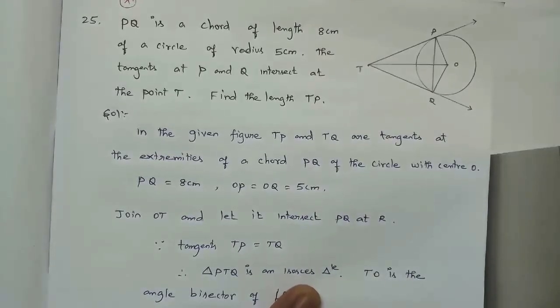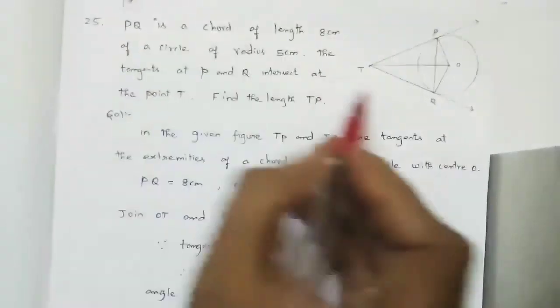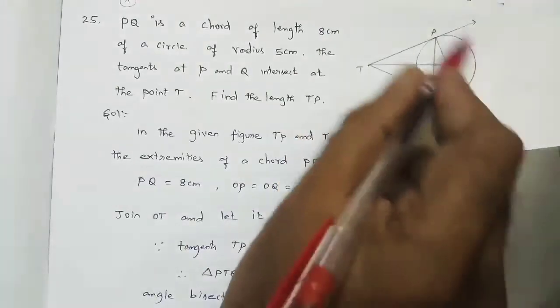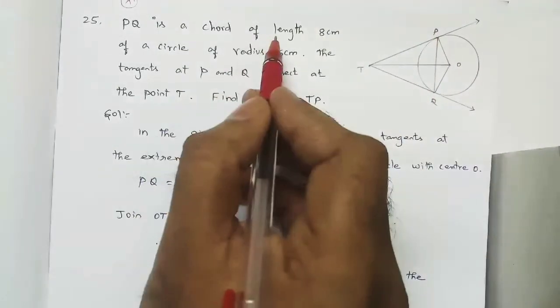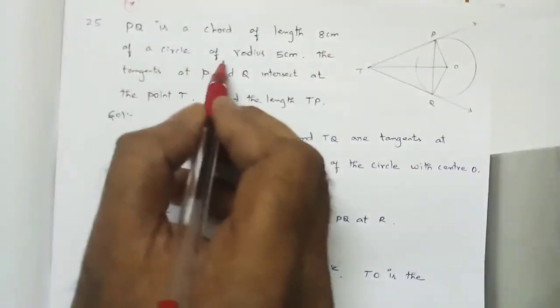PQ is a chord of length 8 centimeter. PQ is nothing but a chord of a circle, right? PQ is a chord of length 8 centimeter of a circle of radius 5 centimeter.